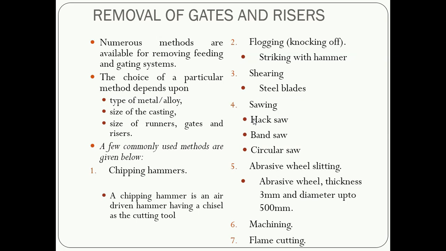A chipping hammer is an air driven hammer having a chisel as the cutting tool, and that chisel we have to direct on the surface of gates as well as at the bottom of the riser for its removal. The next method of removal of gates and risers is flogging off, also called knocking. That method is used for removal of gates and risers, but only for brittle metals, and the operator has to take a lot of precautions, because the gates and risers are removed directly by hammering.